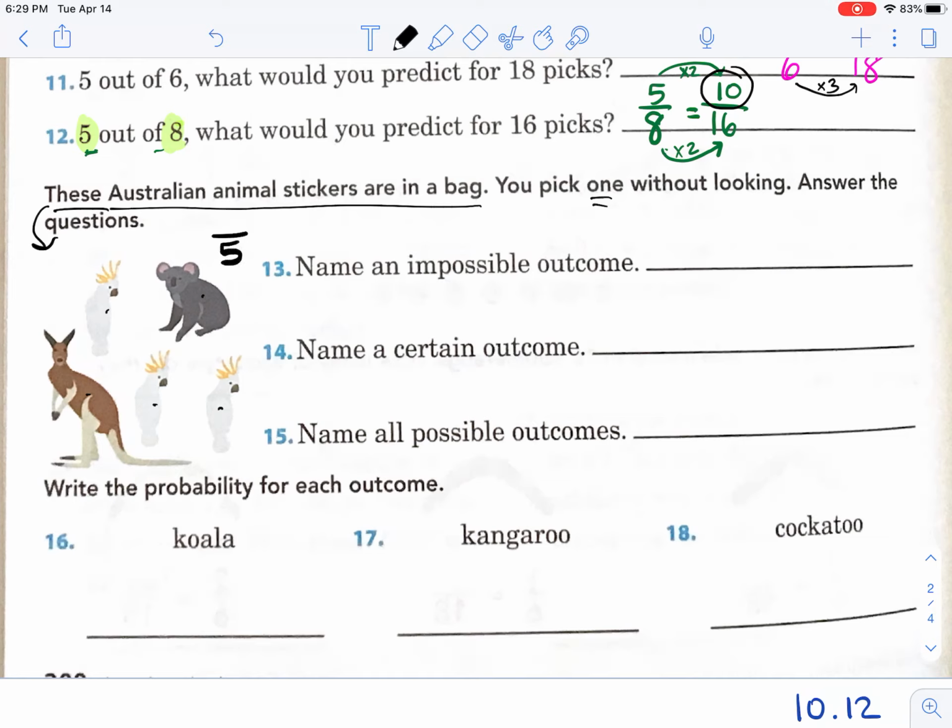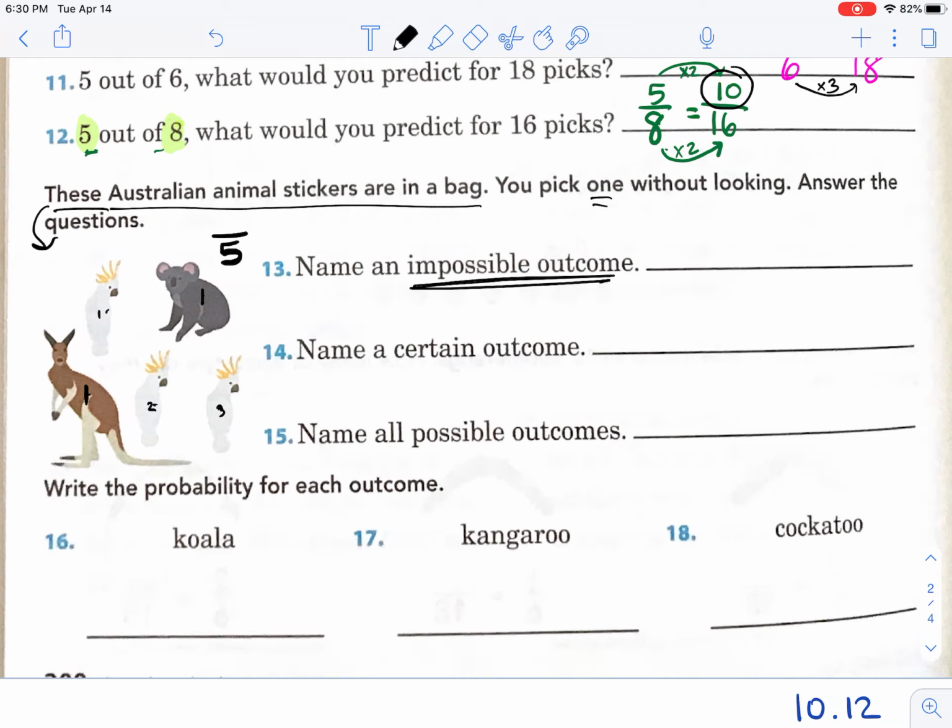And somebody tell me, think about it, what fraction of those animal stickers are kangaroos? 1/5. Do you see there's 1 there? What fraction would be the birds? 1, 2, 3. What fraction would be a koala bear? 1. Okay, name an impossible outcome. What would be an impossible outcome? That means it could not happen. So if I said a koala bear sticker, would that be impossible? No, because I have a 1 out of 5 chance of getting a koala bear.